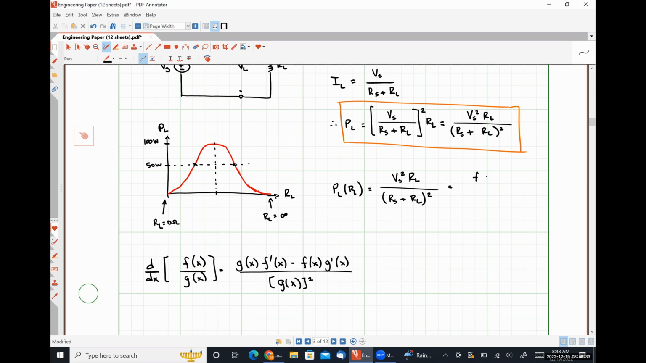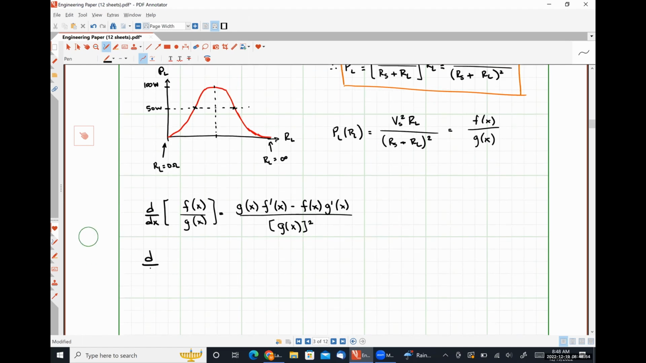So f of x is going to be VS squared times RL, where x in this case is RL. And g of x is going to be RS plus RL squared.